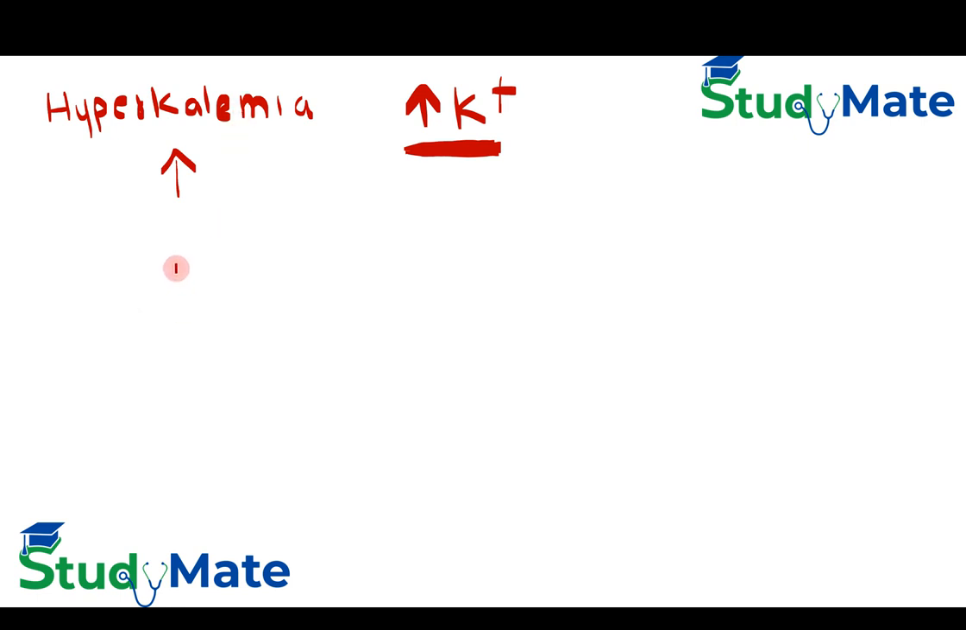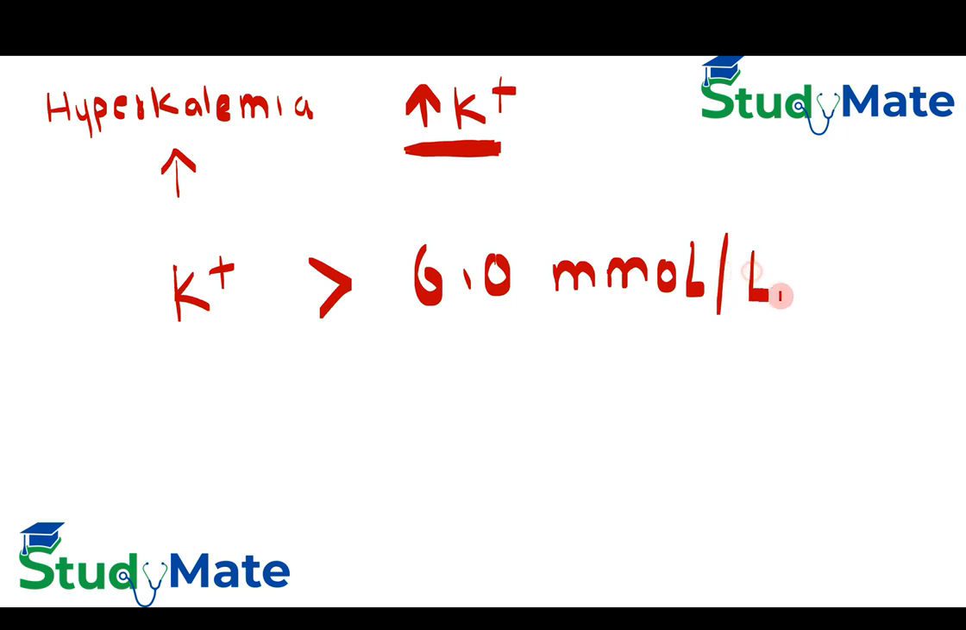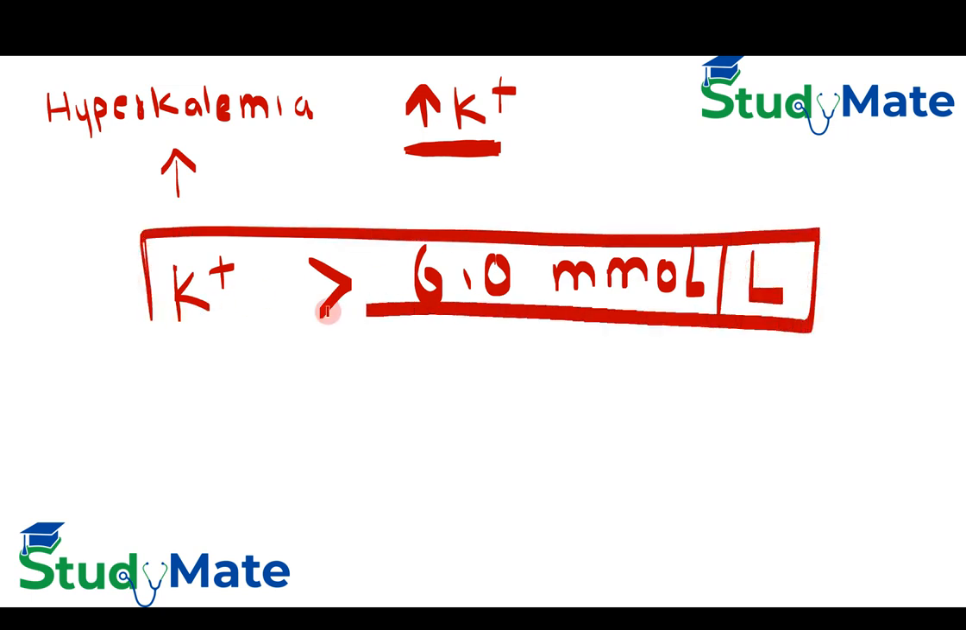Hyperkalemia is labeled when a patient's potassium is greater than 6 millimole per liter. This is the range above which the patient will be labeled as hyperkalemic.